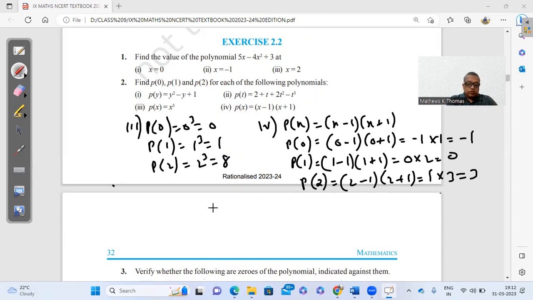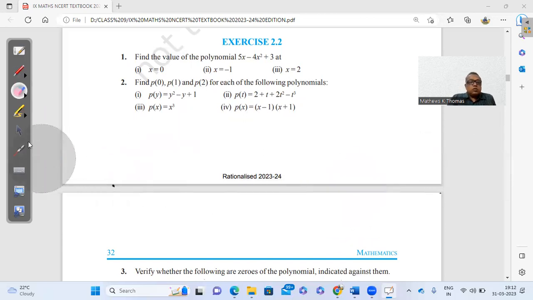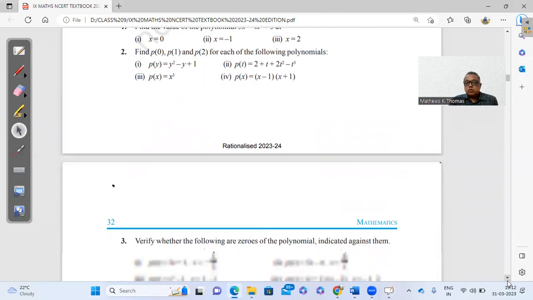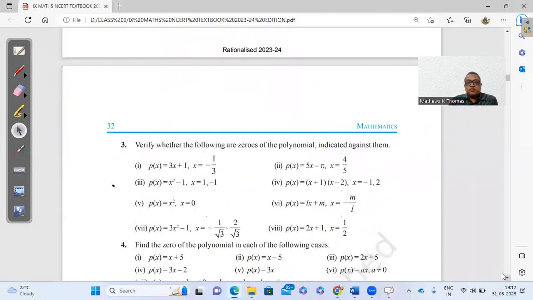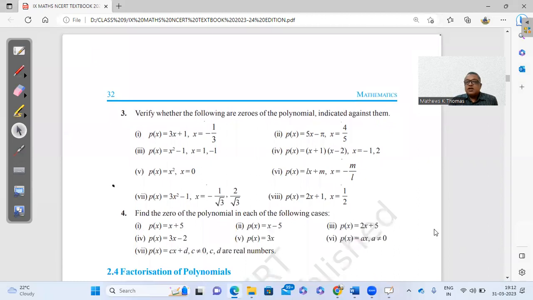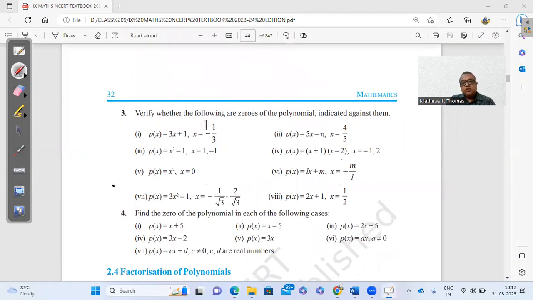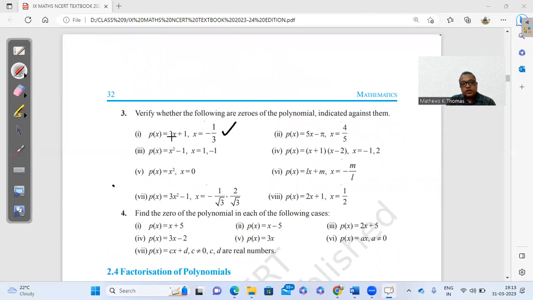Then we go to the next question. That is question number 3. Verify whether the following are zeros of the polynomial indicated against them. So in this, they have given us a value here. For example, here Px is 3x plus 1 and a value is given, x is minus 1 by 3. We need to put this value here and see whether these are zeros.